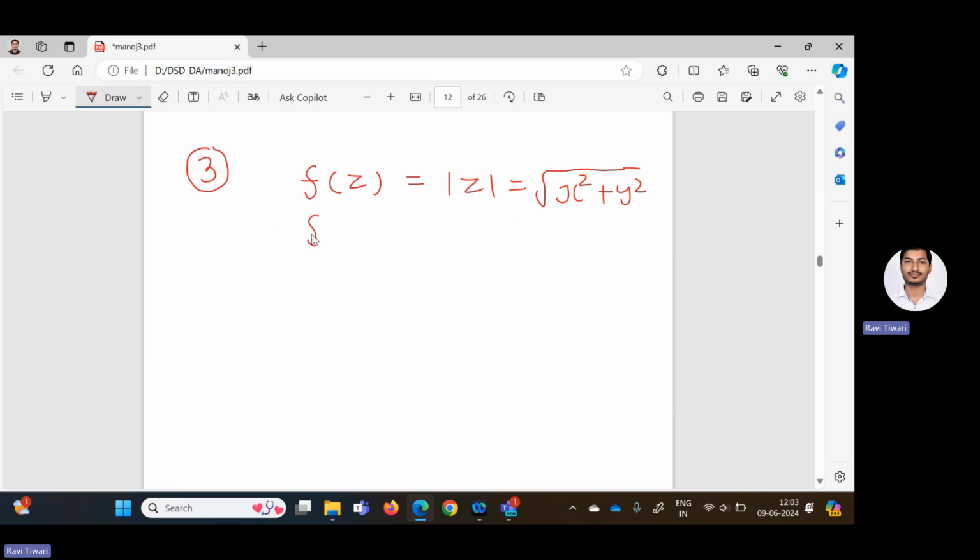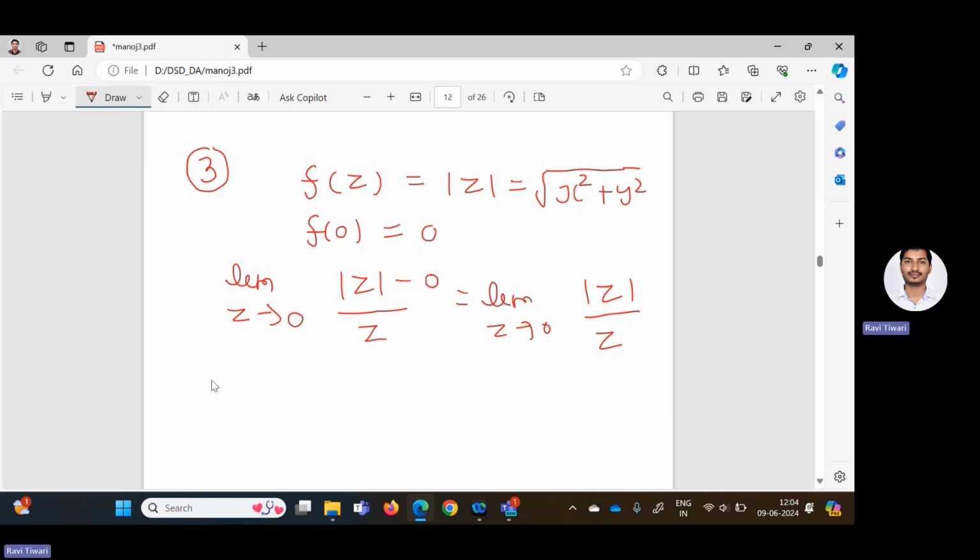Again, first let me calculate f of 0, so that we can use it. What will be f of 0? f of 0 means x is 0, y is also 0. So you are looking at 0 plus 0, which is equal to 0. Now we can apply the definition of differentiability: limit z tending to 0, because we want to check at z equal to 0. f of z is mod z minus f of 0, which is 0, divided by z. So finally we get limit z tends to 0 of mod z by z.